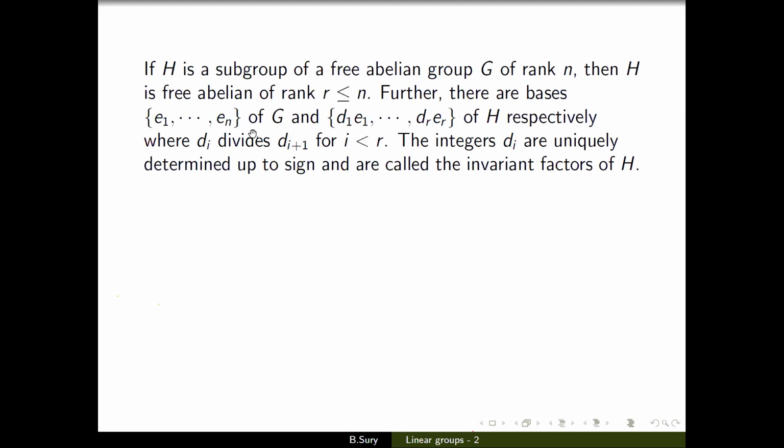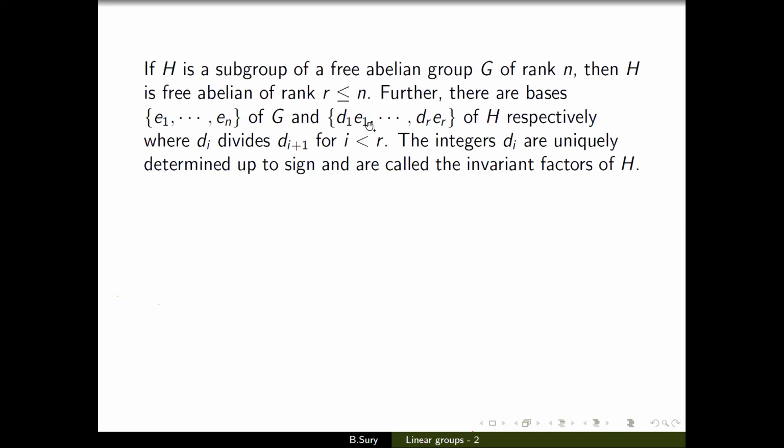Suppose you have a basis of n elements e1 to en. So think of a subgroup H of the form 2e1, 2e2, ..., 2en. This is the basis of H. So obviously, this is a proper subgroup of G, but it also has a basis of n elements. So the analogue of the statement that a proper subspace has dimension less than n is false here.